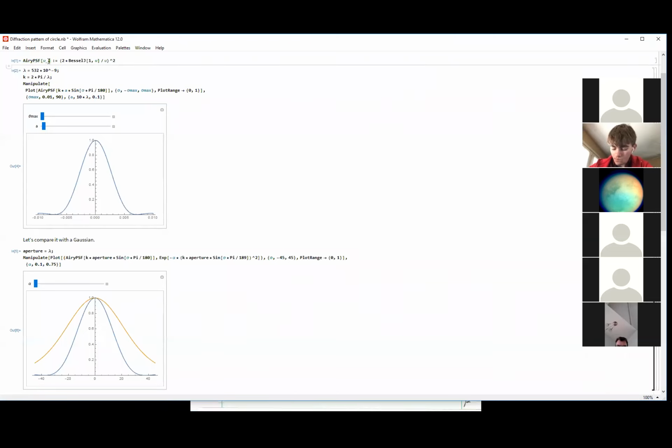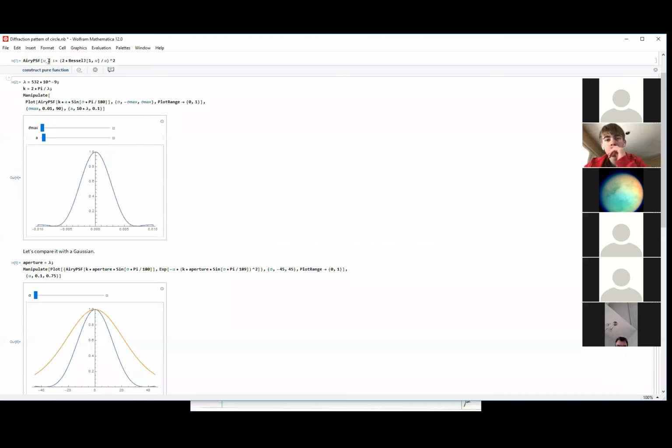In the first command, I've defined something called the Airy point spread function, where the Airy point spread function has a 0 where we predicted, but more importantly, everywhere in between this peak and this 0, it follows a very particular kind of curve called a Bessel function. We can play with that.